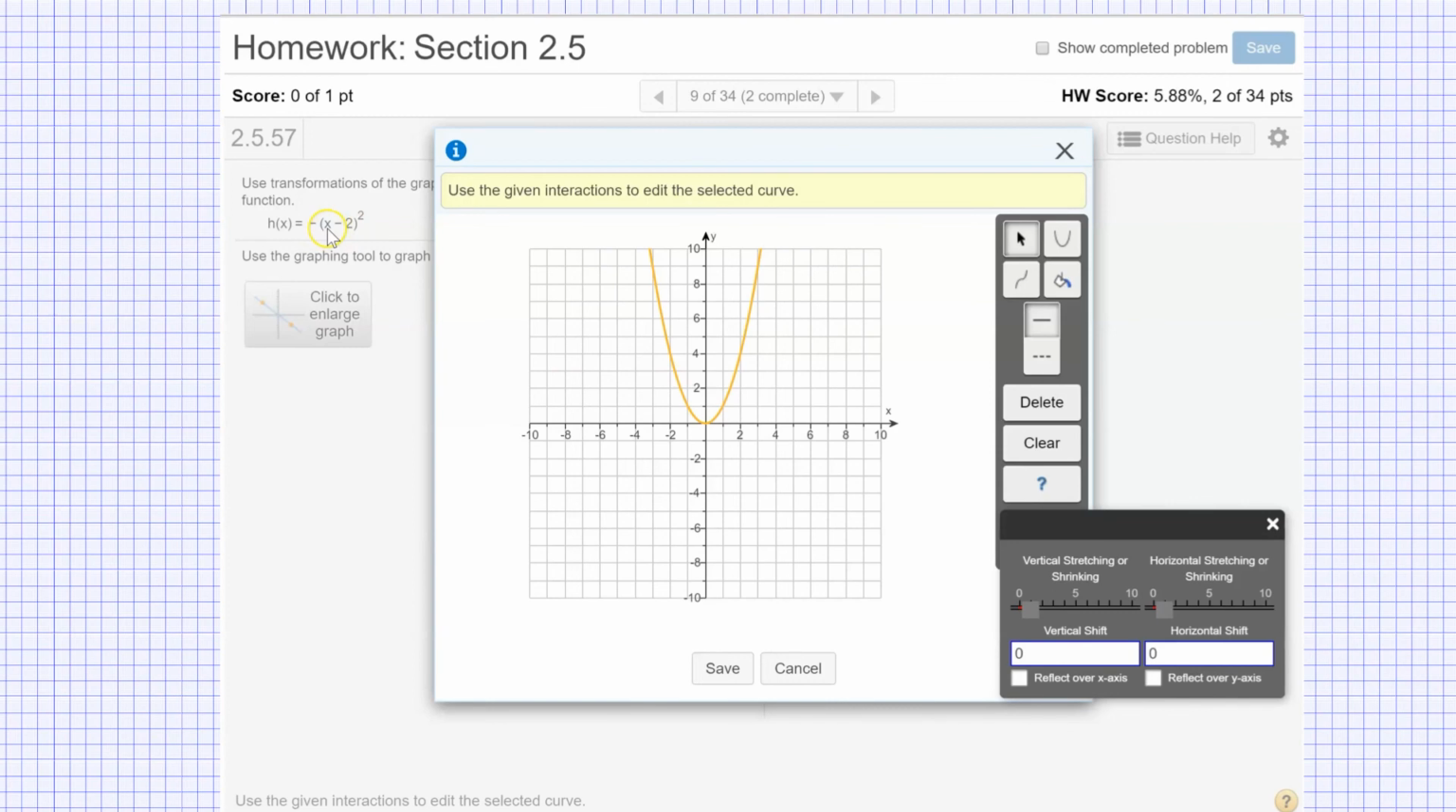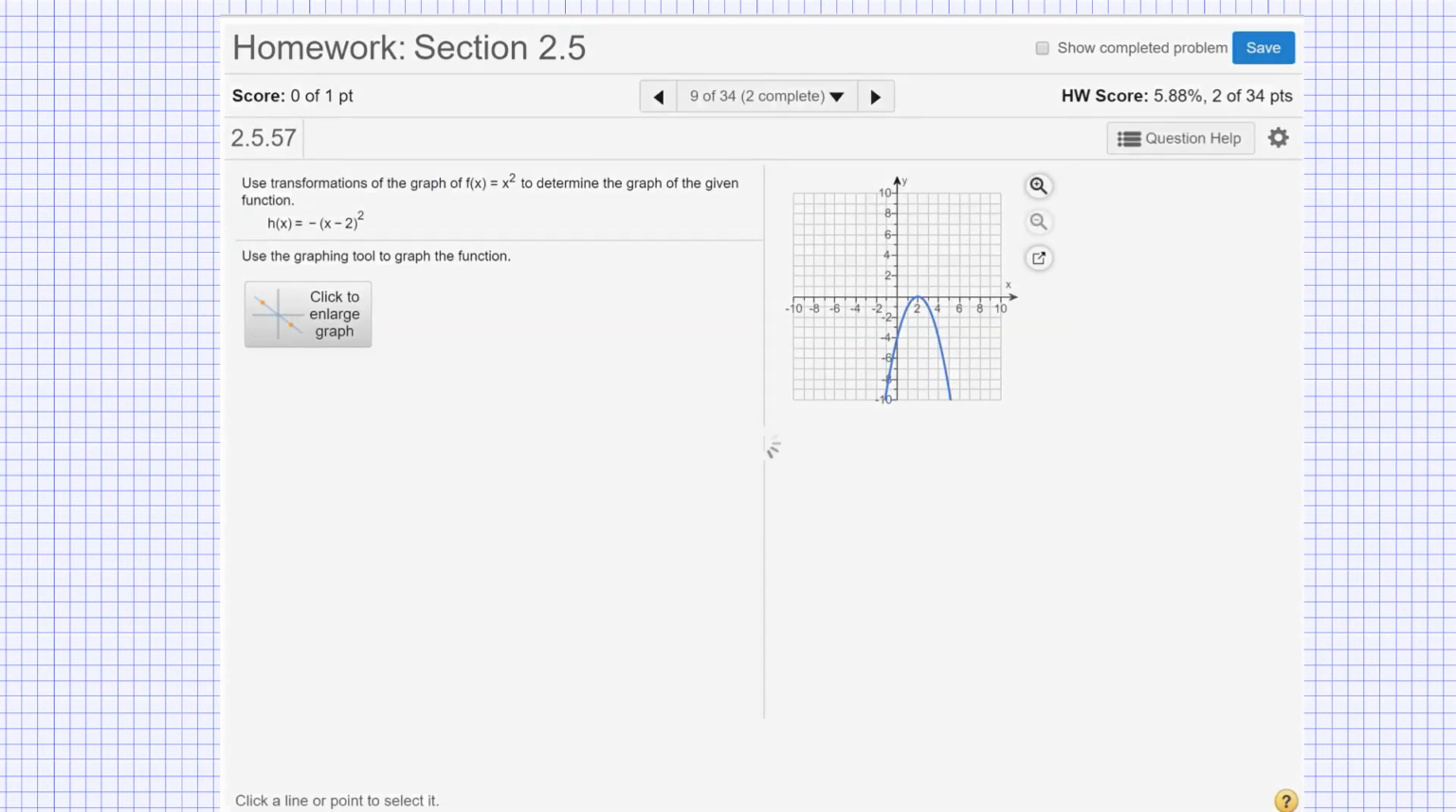What would x have to be to make 0? Positive 2. So it's going to be 2 units to the right. And then I'm going to reflect it over the x-axis. So horizontal shift, positive 2 units, and then a reflection over the x-axis. And as soon as I do that, it carries that out for me. Save and check. And excellent, right? So as long as you know what the transformations are going to be, the homework is going to make it pretty simple to generate the transformed graph.